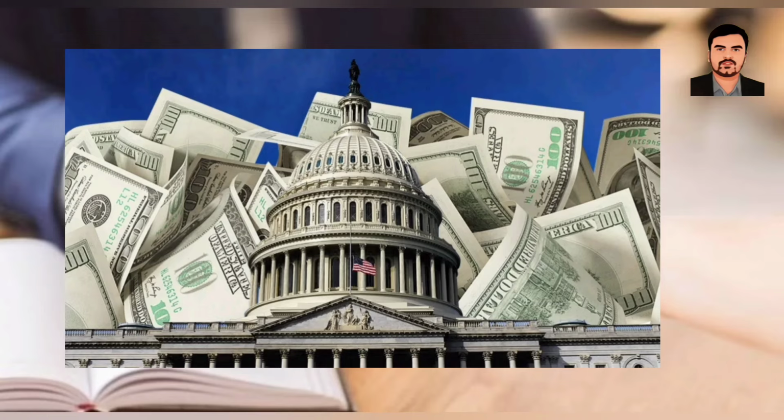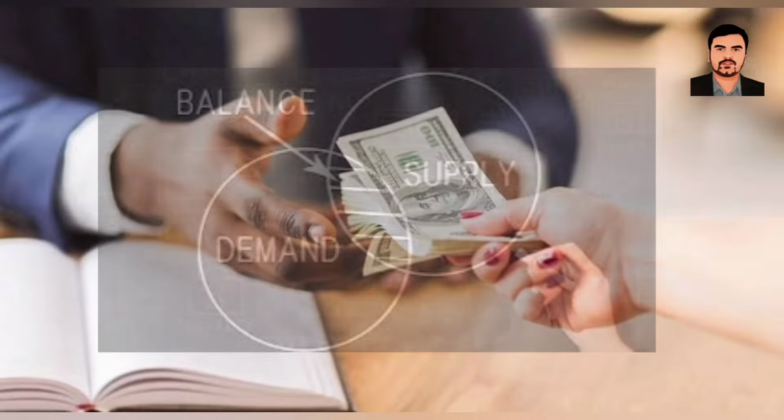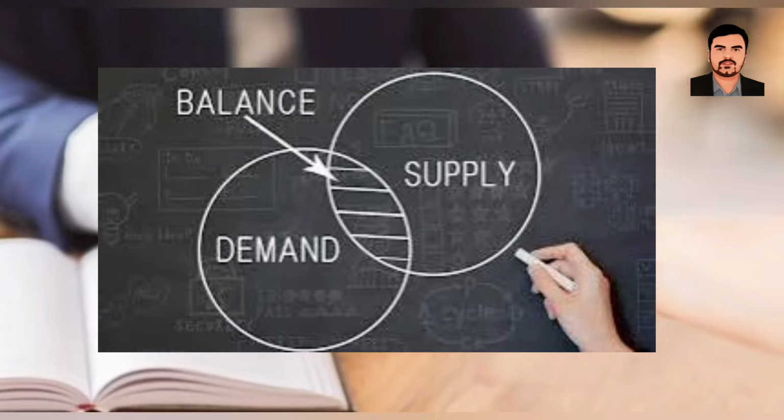When money printing is done, it takes away the buying power of one or the other who holds the US dollar, because more money means more supply of US dollar, so the demand goes down and the value of the currency goes down, so the buying power also goes down. Basically it's a concept of demand and supply.